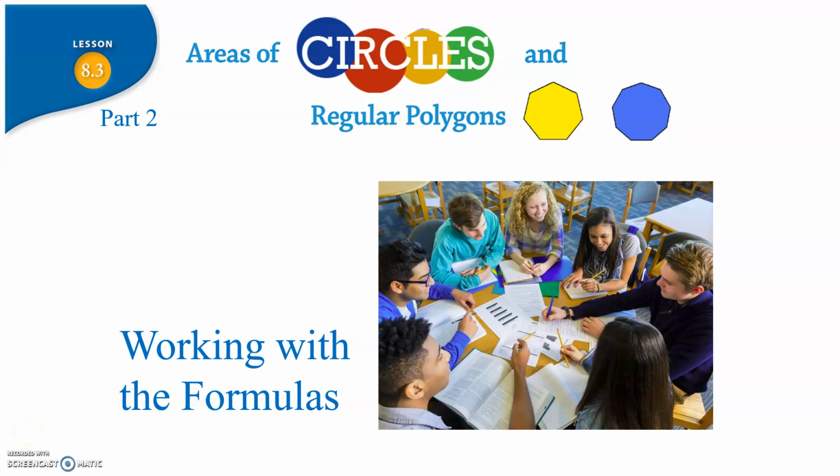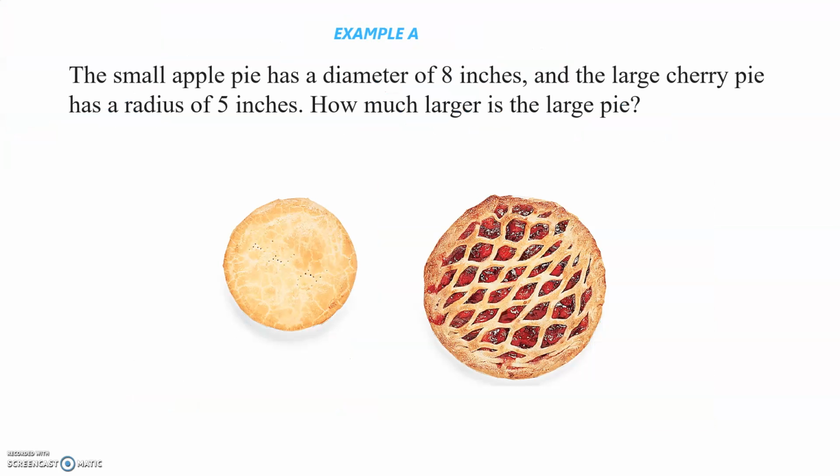This is section 8.3, part 2. It has to do with working with the formulas for area of circles and area of regular polygons. So we're going to go through 3 examples.